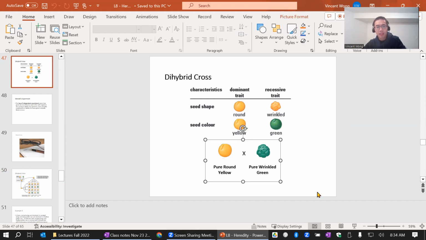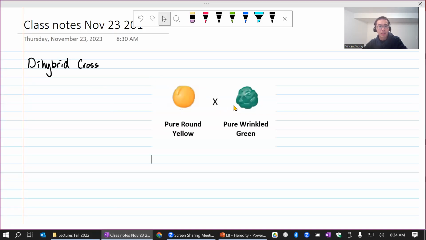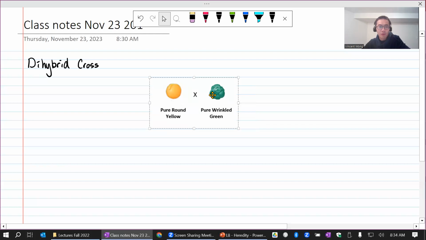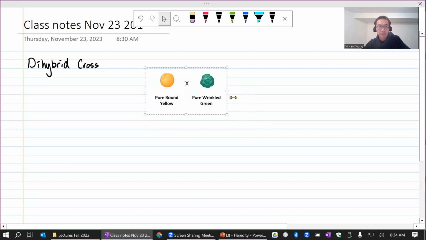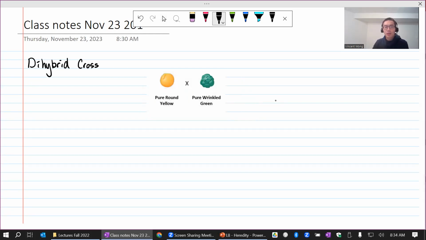Okay, so I'm gonna just copy this over to my note here. Okay? I mean, you don't have to draw it. You can just put pure round yellow and pure wrinkle green. Right? So in this case, pure round yellow means it is going to be big R, because it's pure means it's the same, and round is dominant, so that's why I use capital letter, and big Y.